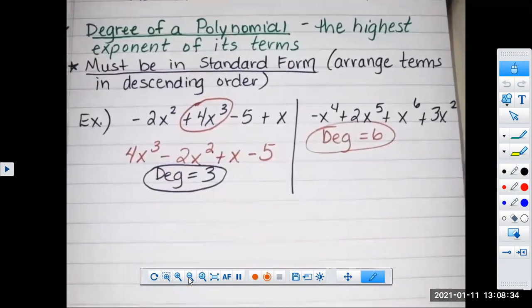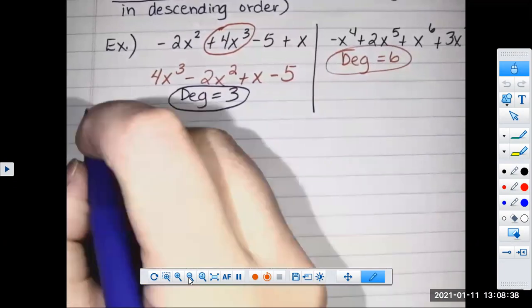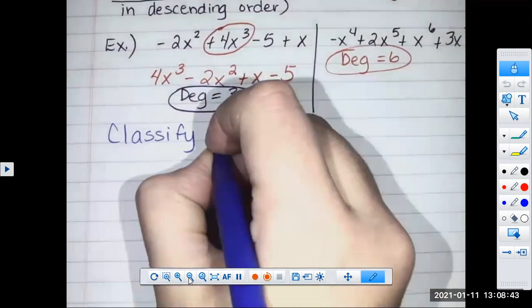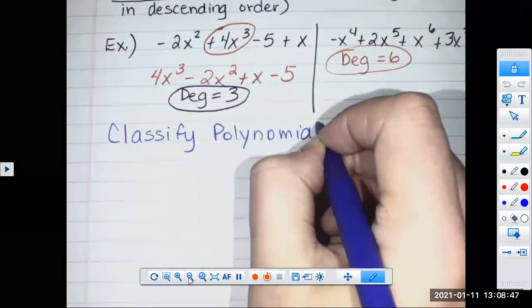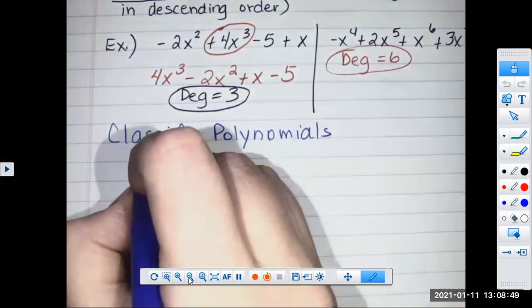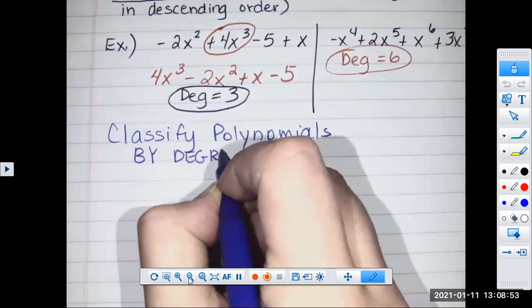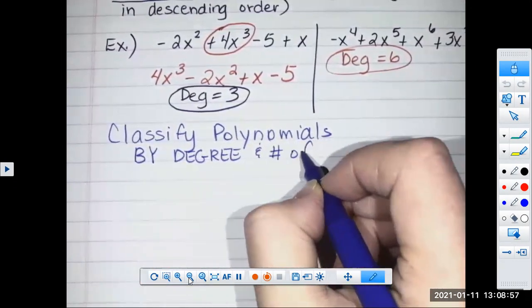In 5.1, they have you classify polynomials by its degree and number of terms.